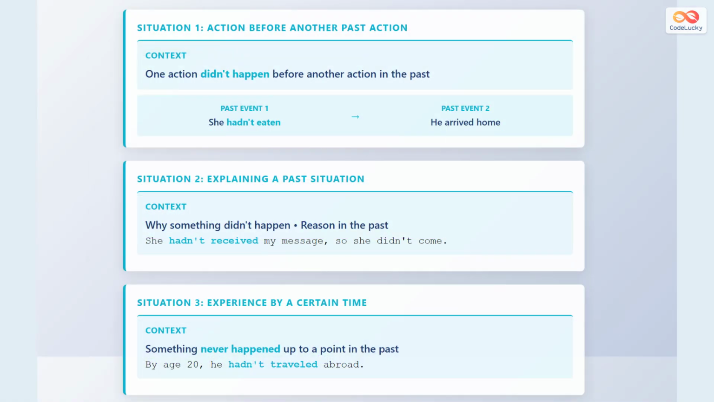Let's understand when to use past perfect negative. Situation 1 is when one action did not happen before another action in the past. For example, she hadn't eaten before he arrived home. Situation 2 is when you want to explain a past situation. For example, she hadn't received my message, so she didn't come. Situation 3 is when talking about experiences that never happened by a certain time in the past. For example, by age 20, he hadn't traveled abroad. In all these situations, we use past perfect negative to show that something did not occur.